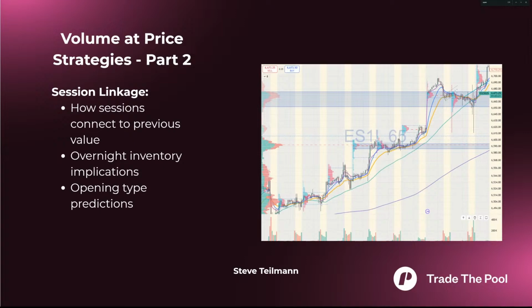So I wanted to talk a little bit about how to link sessions together and how you can conceptualize one volume profile into the next and how they will develop into each other.